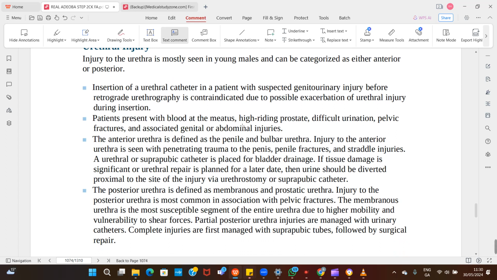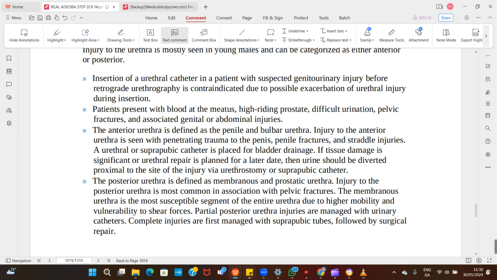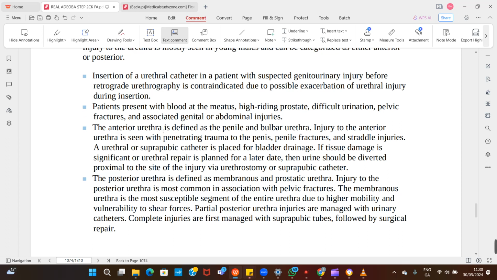Blood at the meatus, we have said, a high riding prostate, particularly in posterior urethral injury, difficulty in urinating, the pelvic fractures, particularly for the posterior urethral injury, and associated genital or abdominal injury. So the anterior urethra is defined as the penile and the bulbar urethra. So those are the ones in front, right?